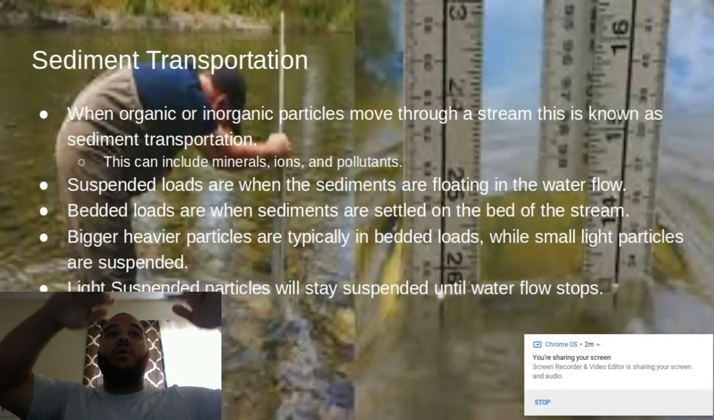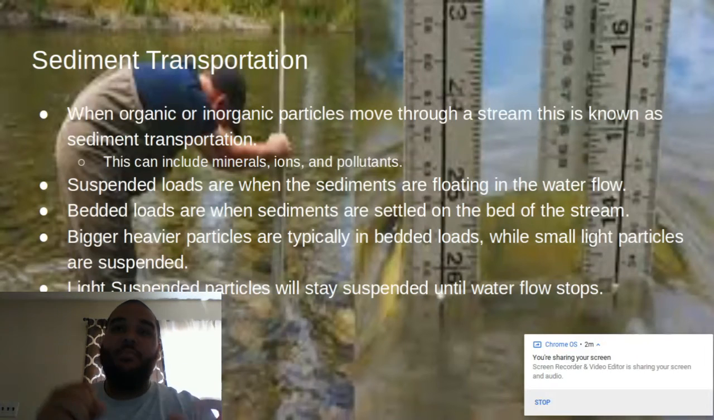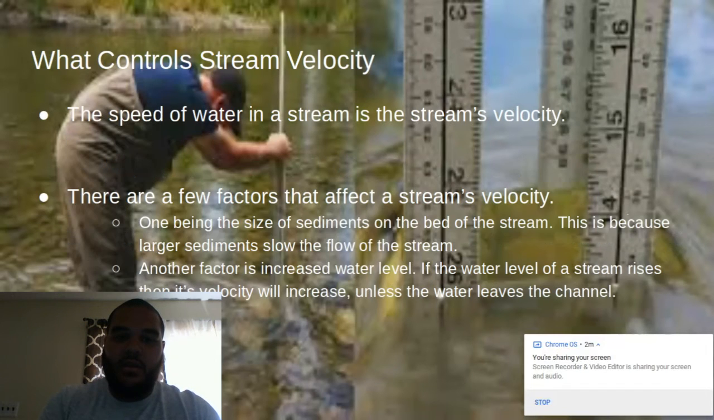Bedded loads are sediments that are settled on the bed of the stream, on the bottom. Bigger, heavier pieces of sediment are typically on the bottom, and small, light pieces of sediment are suspended. Suspended particles will stay suspended unless the water flow slows, which we'll get to.